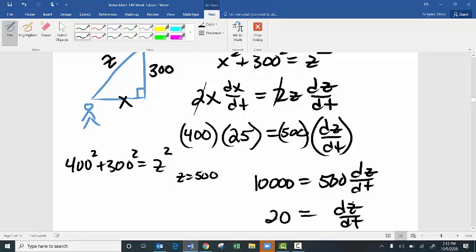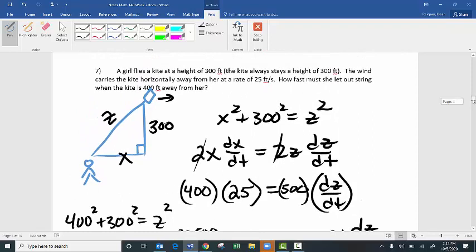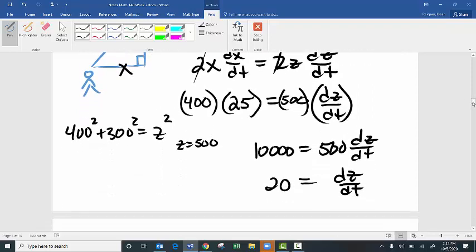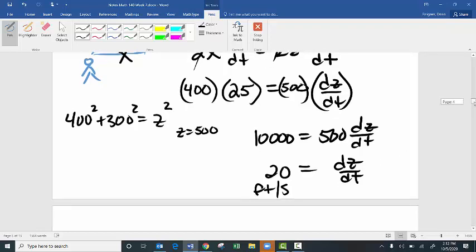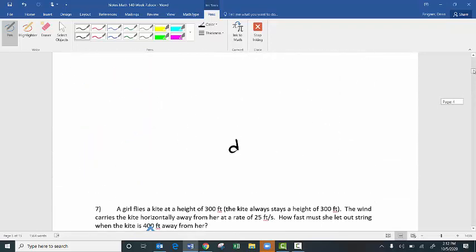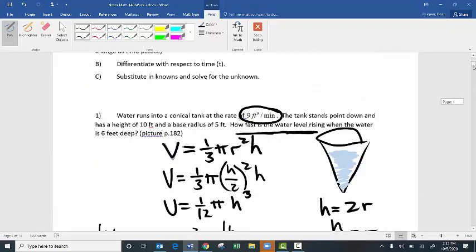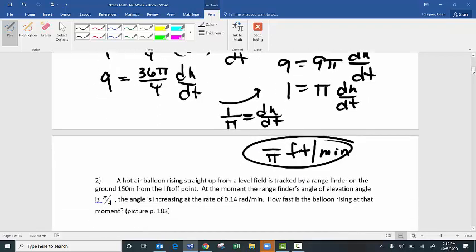This is the rate that she's letting out string. And it's probably feet per second or something like that. Yes, it is feet per second. So every second that goes by, as the kite's moving out, she's got to let out 20 feet per second. All right, we're going to stop the video there. I know they're probably not basic to you, but these were kind of more basic problems. So now we'll do ones that are a little more difficult in the second video concerning these.